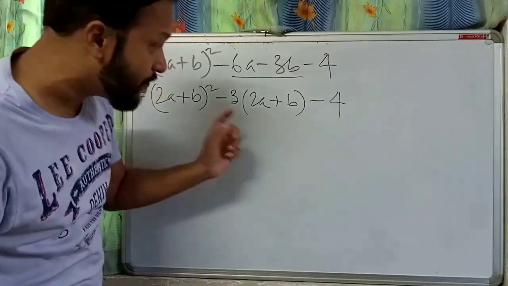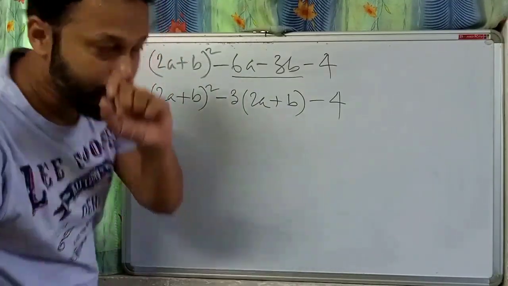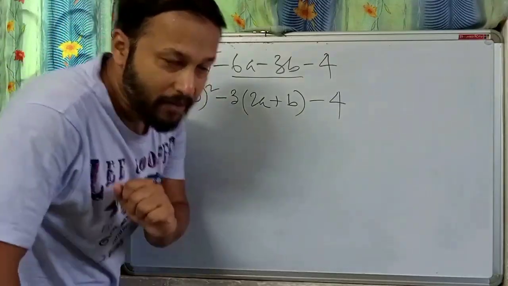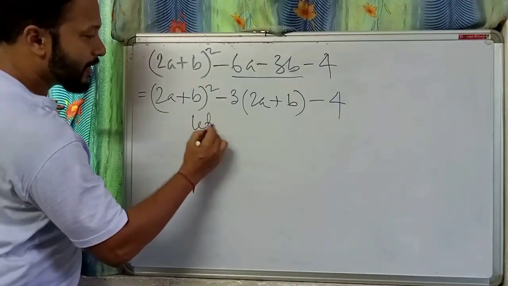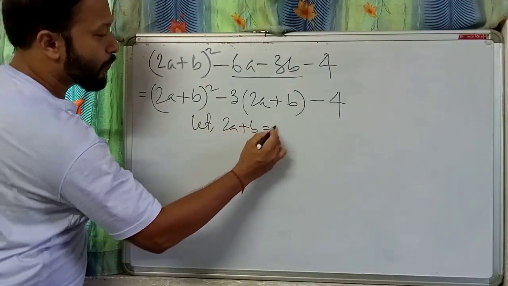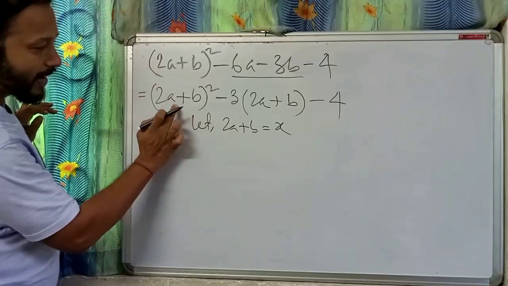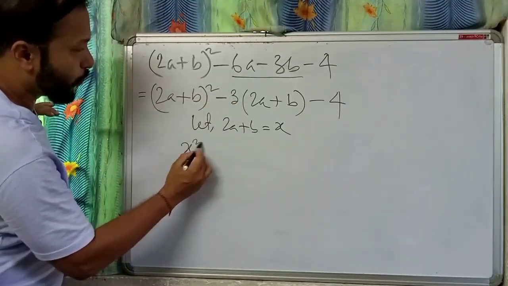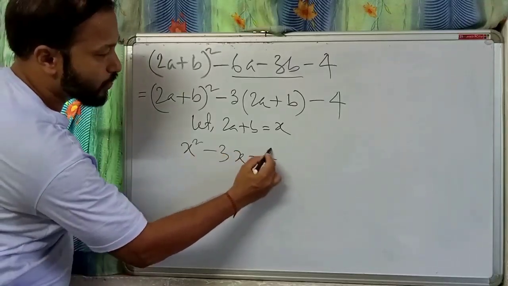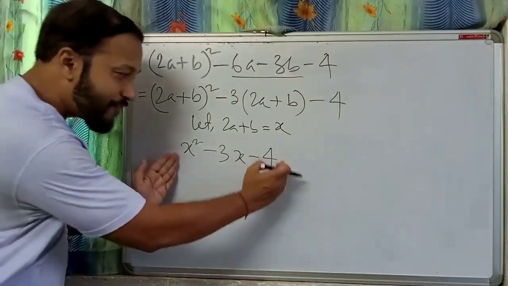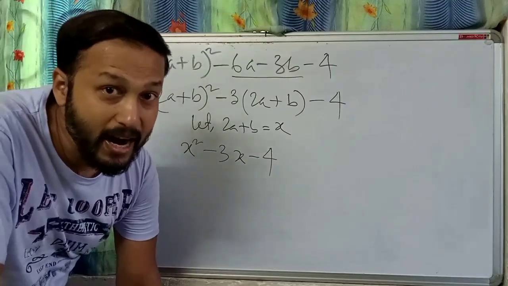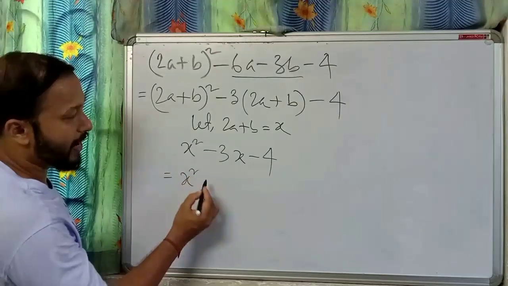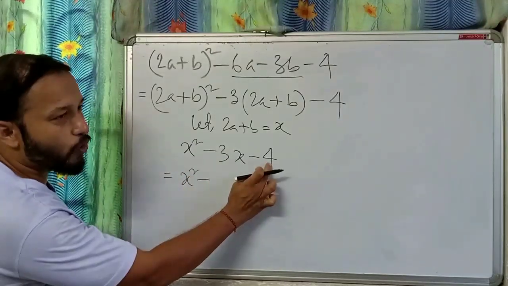After that, see, this is a very important sum. What we have to do? Instead of 2a plus b, I will write x. See, what is the benefit of it? Let 2a plus b equal to x. So what will you get? Instead of 2a plus b is x, so that is x square minus 3x minus 4. Okay, now we have to do middle term factor. See, I am doing x square, then minus 4.